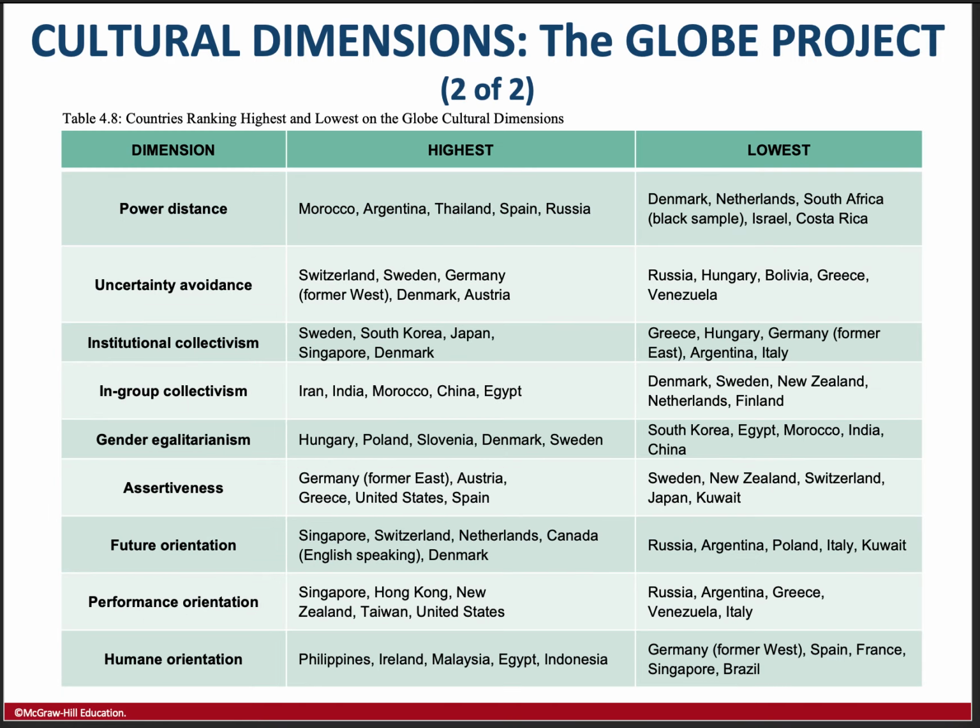And you can see table 4.8 under power distance, which expresses the degree to which a society's members expect power to be unequally shared. The countries that have the highest on this dimension are Morocco, Argentina, Thailand, Spain, and Russia, while those with the lowest are Denmark, Netherlands, Israel, Costa Rica. And you see South Africa, and it says black sample. Those are the Black South Africans that were sampled for those questions.